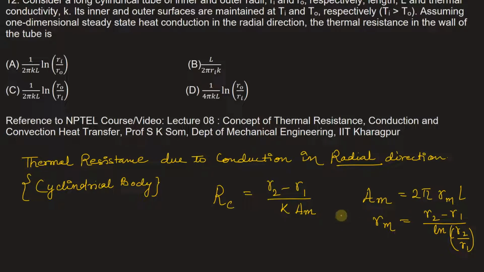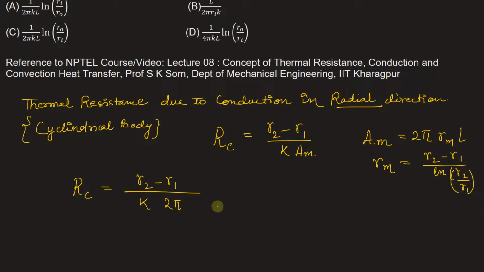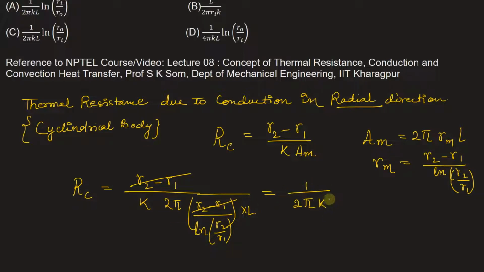Now using this RM and AM, if we substitute this in RC, we will get RC is equal to R2 minus R1 divided by K times A. A is 2 pi RM. Now RM we can write as R2 minus R1 divided by ln R2 by R1, into L, the length of cylinder. So we can cancel out R2 minus R1 from here. So this will be equal to 1 by 2 pi K into L ln R2 by R1.